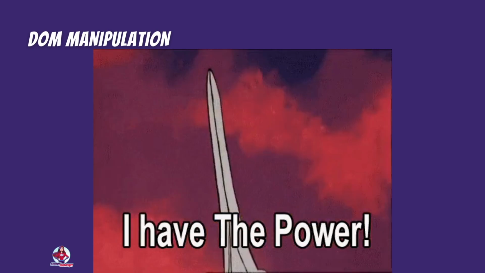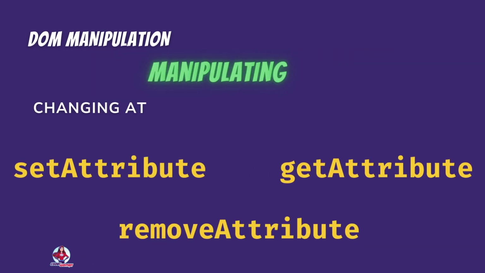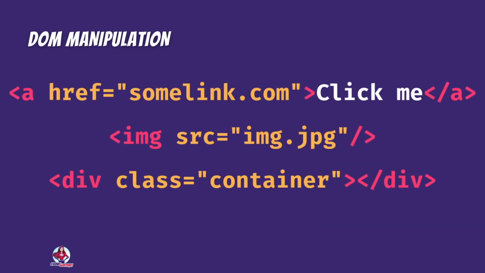First, let's talk about attributes. We can add, change, or remove attributes using the setAttribute, getAttribute, and removeAttribute methods. I hope you remember from previous lessons what attributes are. If not, let me remind you. Attributes are extra values we can give to elements.